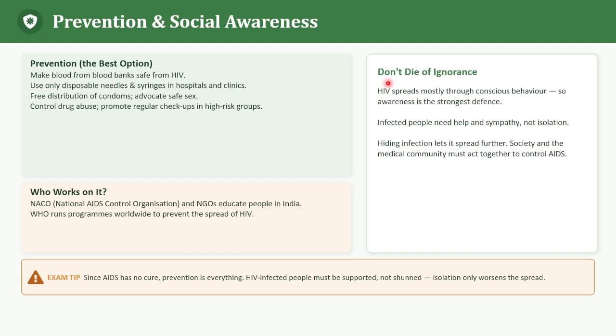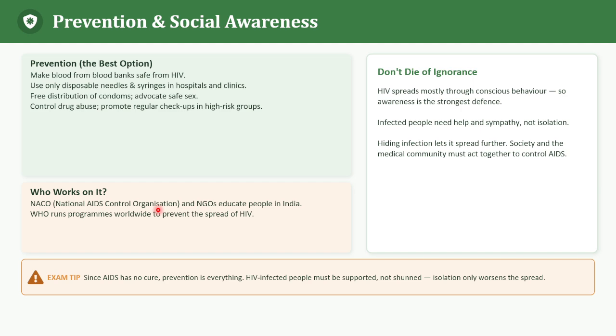Now let us talk about awareness. When we take India into account, NACO, the National AIDS Control Organization, and also NGOs work to educate the people about AIDS. And the WHO, the World Health Organization, also runs programs aimed at preventing the spread of HIV.